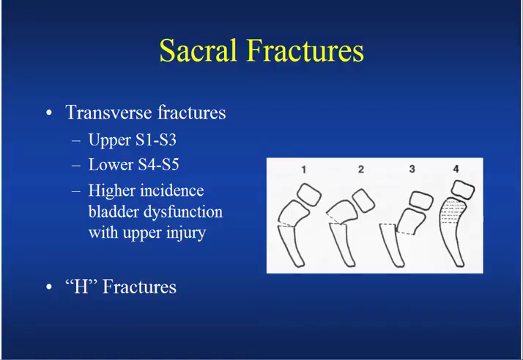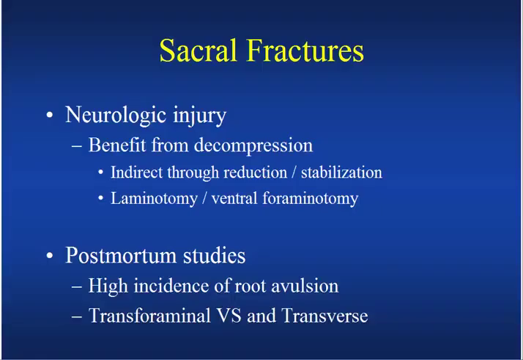Transverse fractures of the sacrum occur in the upper sacral segments or in the lower sacral segments. If they're in the upper portion of the sacrum, again, you have a higher incidence of bladder dysfunction, and the H fractures are particularly unstable and require surgical stabilization, typically stabilizing the sacrum to the lower lumbar spine.